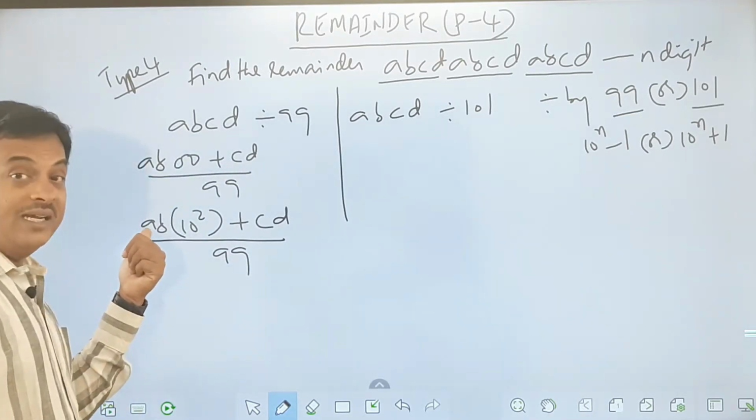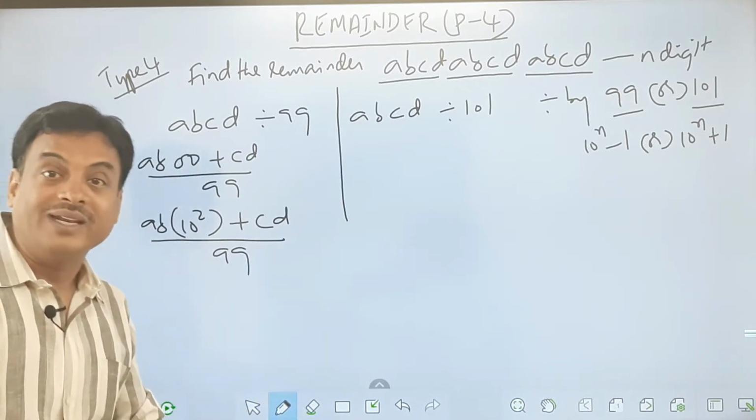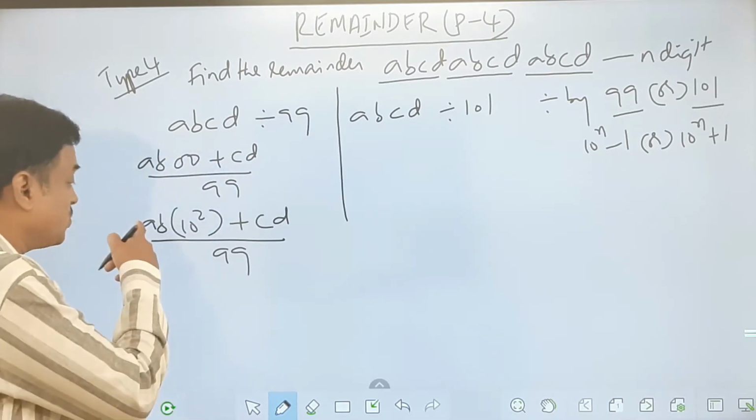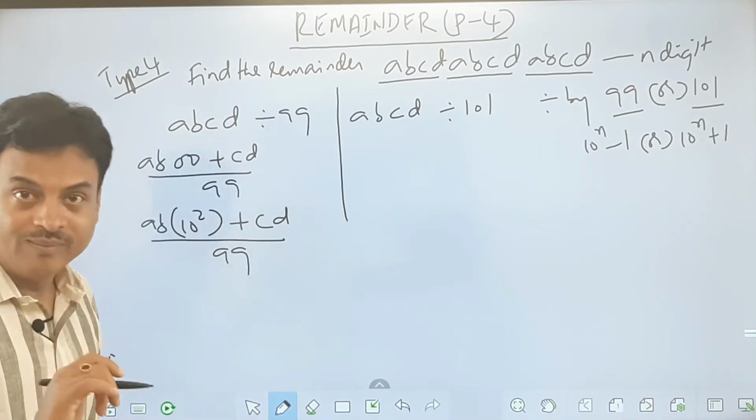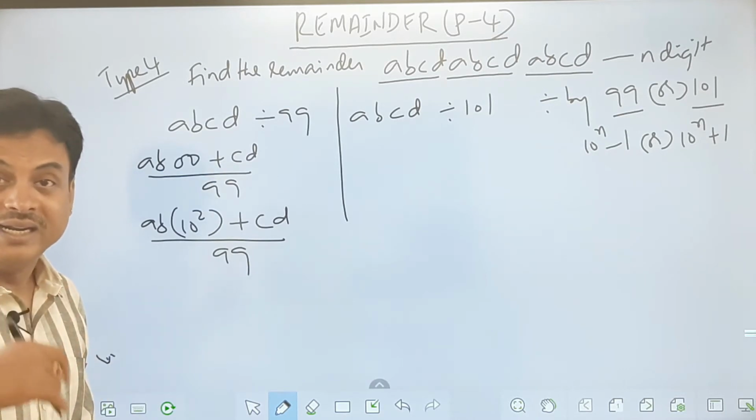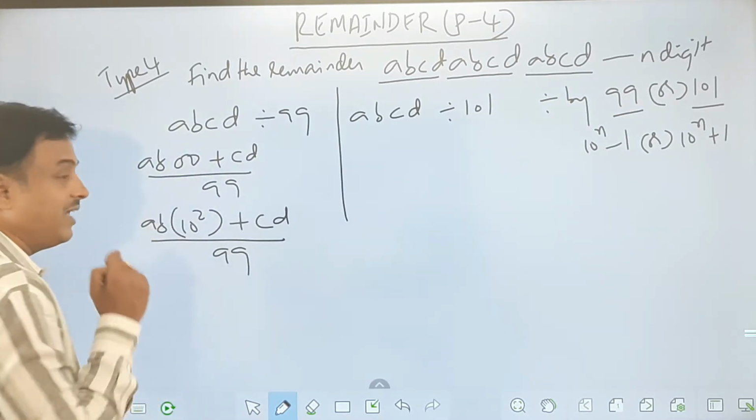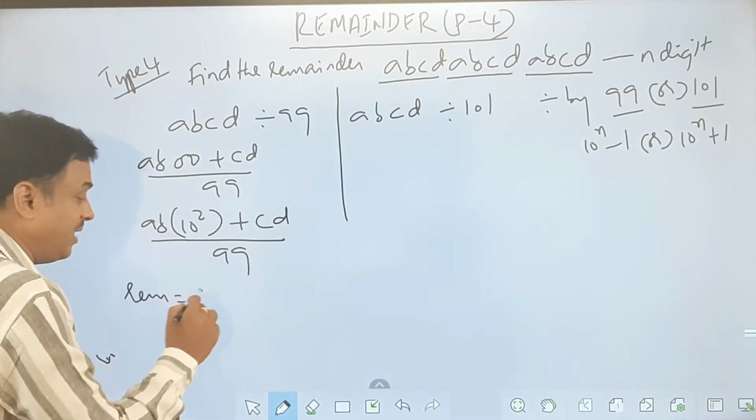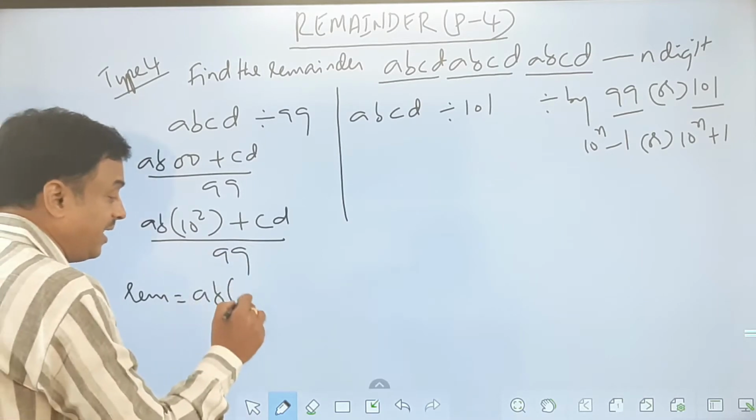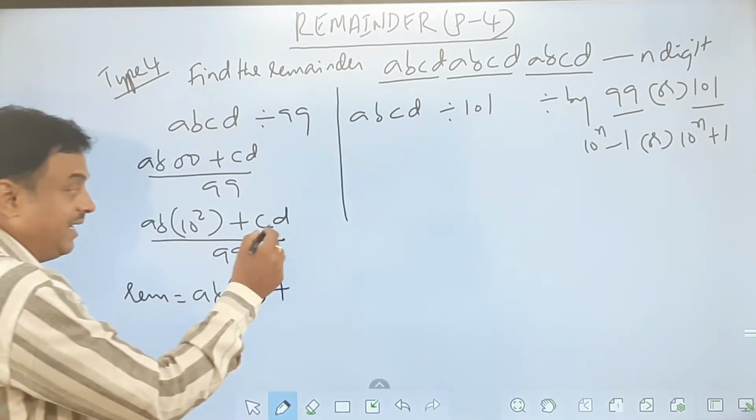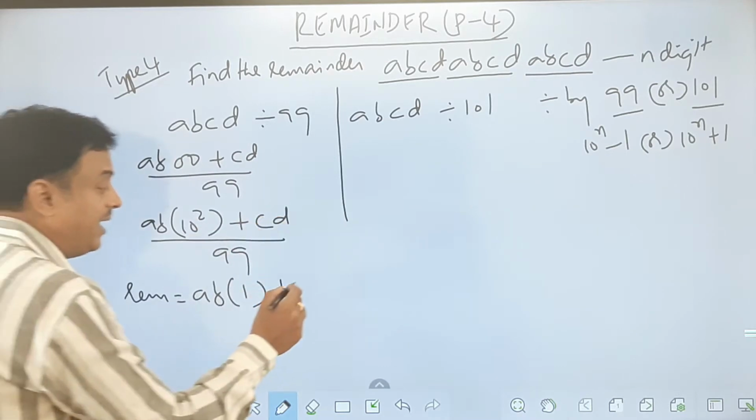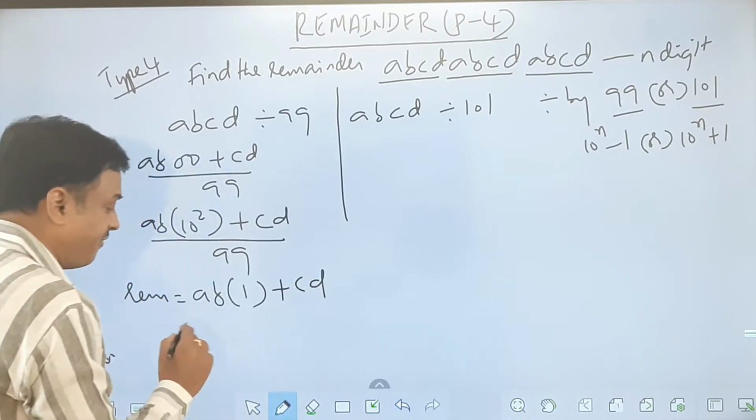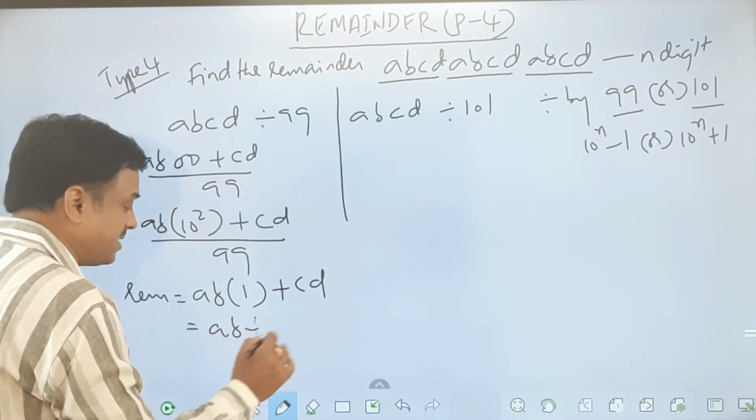Suppose this number is 79. 79 divided by 99, remainder is 79. If this is 63, 63 divided by 99, remainder is 63. If it is 26 divided by 99, the remainder is 26. So we all know any 2-digit number divided by 99 leaves the same number as remainder. So the remainder here, as AB divided by 99, will be AB. 100 divided by 99 has remainder 1, plus CD is again a 2-digit number. CD divided by 99 will be CD, and finally my remainder will be AB plus CD.